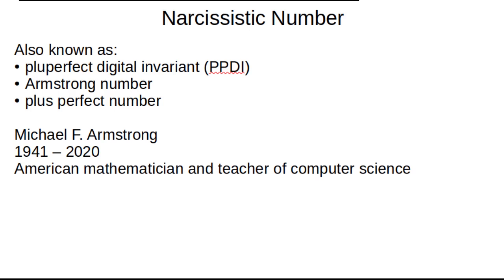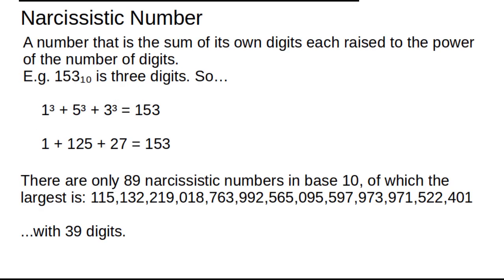Okay. And then I found another little number theory sequence, which is, if I can get my tongue around it, narcissistic number. It's also known as a pluperfect digital invariant, or an Armstrong number, or a plus perfect number. And Michael F. Armstrong, who recently is no longer with us, he taught computer science. He was an American mathematician.